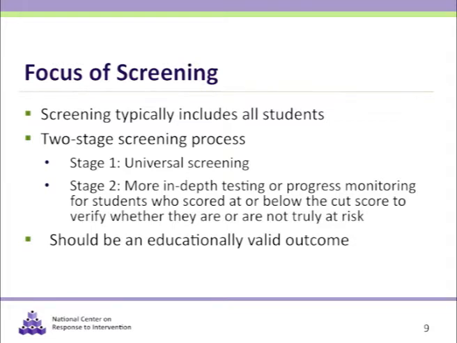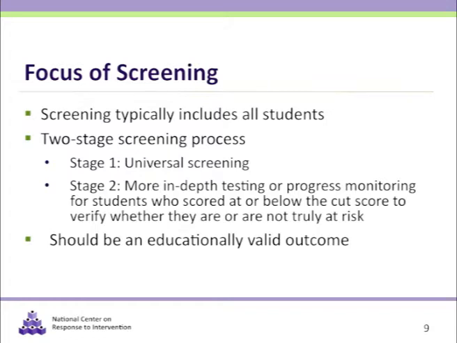Screening is a two-stage process. Universal screening, the first stage, is a brief assessment for all students conducted at the beginning of the school year, and many times in the winter and the spring as well. For students who score at or below the cut score on a universal screener, a second stage of screening is then conducted to more accurately predict what students are truly at risk for poor learning outcomes. This second stage involves additional, more in-depth testing or short-term progress monitoring to confirm a student's at-risk status.